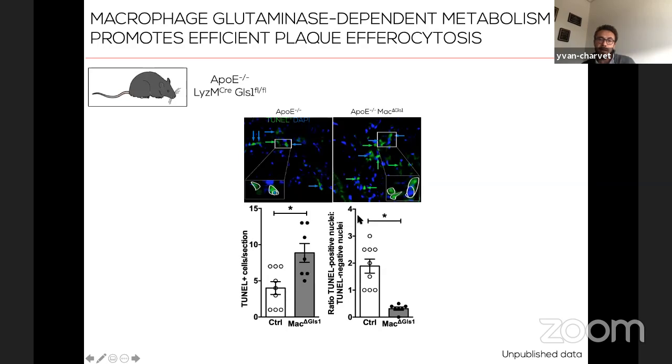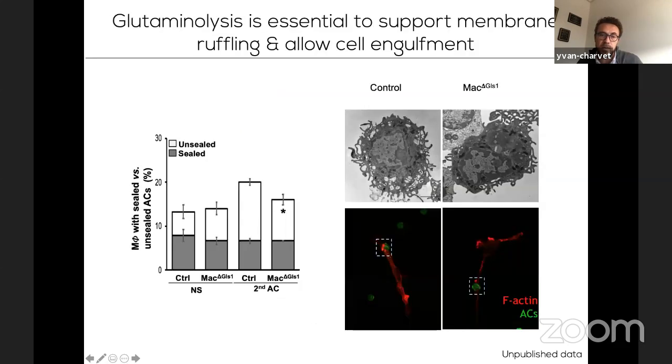And this is associated with a decrease in efferocytosis, as estimated by the ratio of TUNEL-positive nuclei versus TUNEL-negative nuclei, which is a technique developed by Ed Thorp and Ira Tabas. So clearly what we found is more necrotic core in the atherosclerotic plaque of these mice and less efferocytosis.